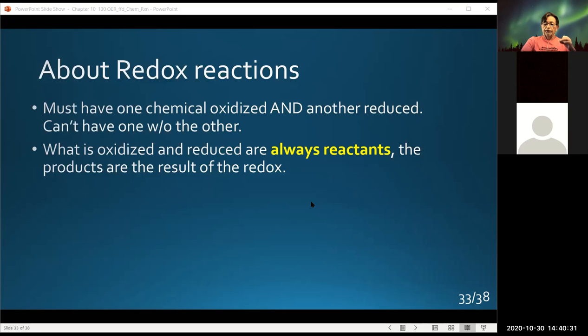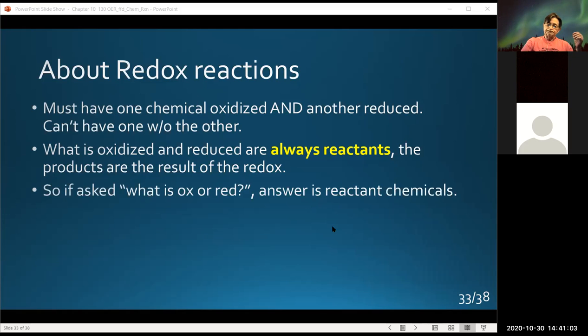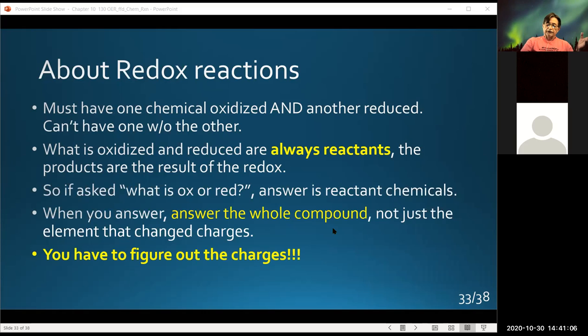Okay. So the one thing about redox reactions, you can't have one without the other, always occurring simultaneously. And what is being reduced and oxidized always has to do with the reactants, not the products. Whatever happened to the reactants, that's what created the products, right? So as far as what is reduced, your answer will always be a reactant, not one of the products. Okay, so let's do some examples.